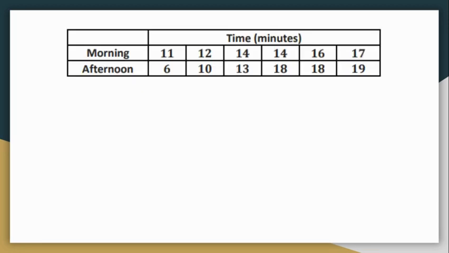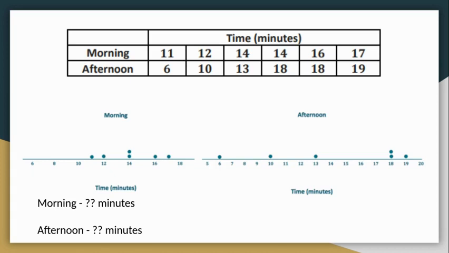Look at problem 8. This table shows the time it takes students to get to and from school in both the morning and afternoon. Our first task is to create a dot plot for both the morning and afternoon commutes. Pause the video here as you do that. Calculate the mean of both the morning and afternoon commutes to answer questions 9 and 10. Pause the video here until you have the means.